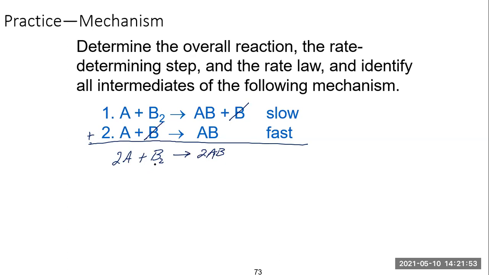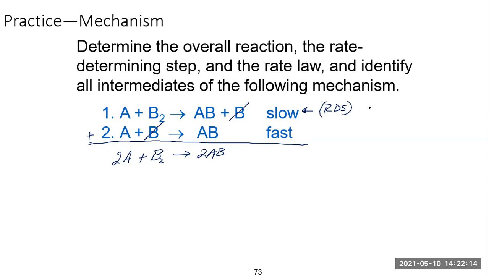We want to determine the rate determining step. That is easily determined for us because they did label this one slow, so that would definitely be our rate determining step. What do we know about the rate determining step? We know that it should have the same rate law as the one that was found experimentally.